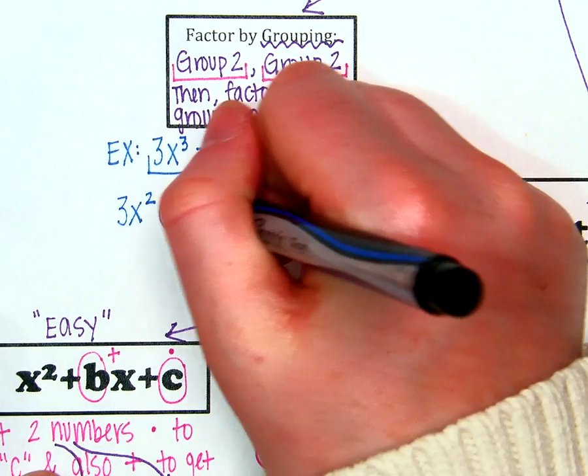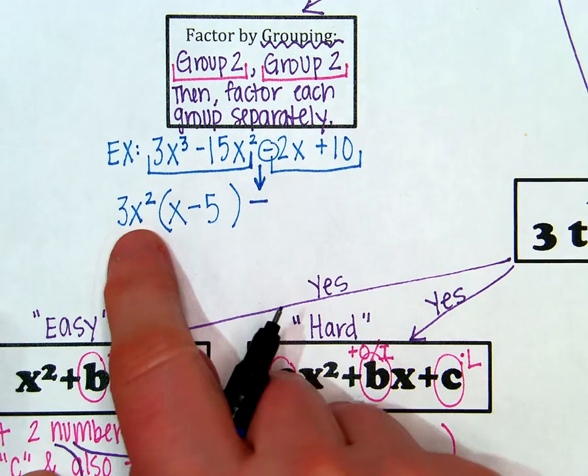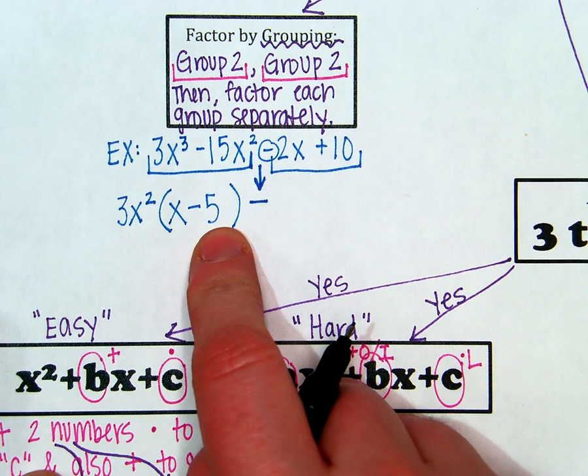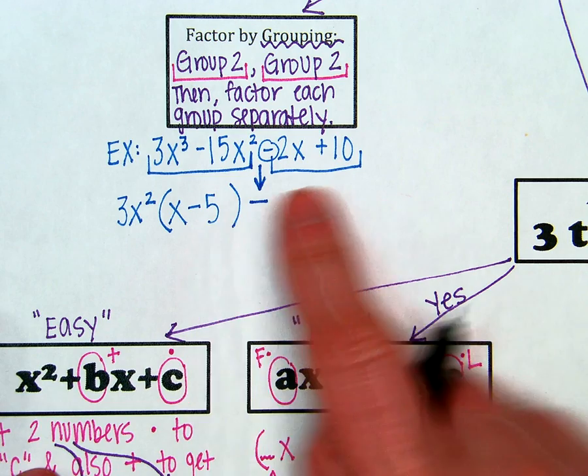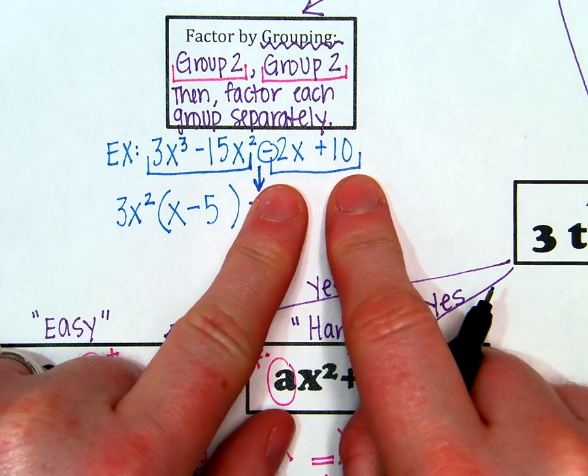That's going to be negative 5. I had x squared, but I took out x squared, so I don't have any x's left next to this 5. Then I can go ahead and move on to the next group.